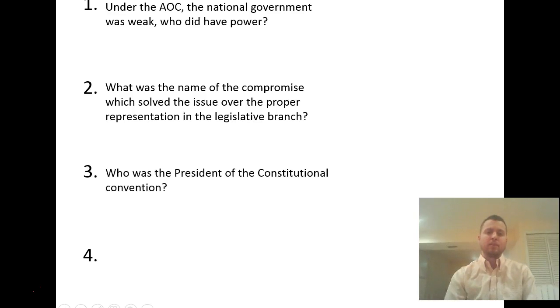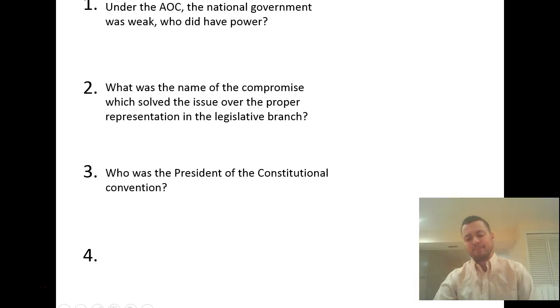Number three. Who was the president of the Constitutional Convention? I'll give you a hint. He had an enormous amount of prestige. And he didn't talk a lot while he was there. And he was a guy.